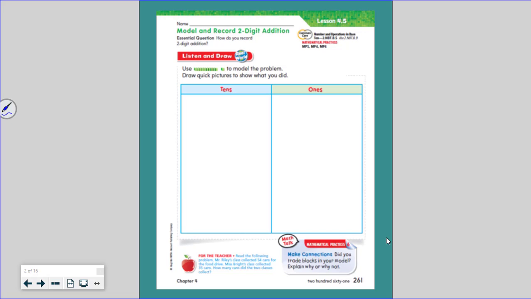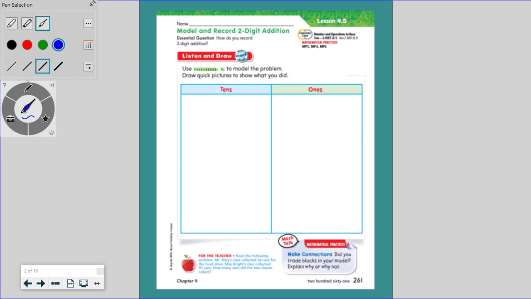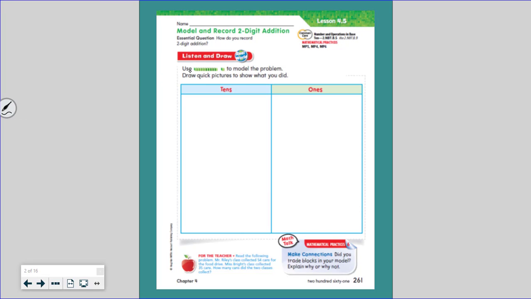All right. So what you are going to want to get for this problem is your base 10 blocks. That's going to help you on this problem because it says use base 10 blocks to model the problem, draw quick pictures to show what you did. Okay. So I'm going to give you a problem in just a sec. I'm going to have you pause if you don't have your base 10 blocks, but get your base 10 blocks. And then I'll give you the problem, and you're going to model it with your base 10 blocks on your paper. And then we'll draw a quick picture, if your model's correct, to show what we did.